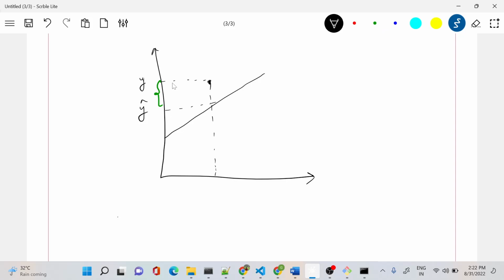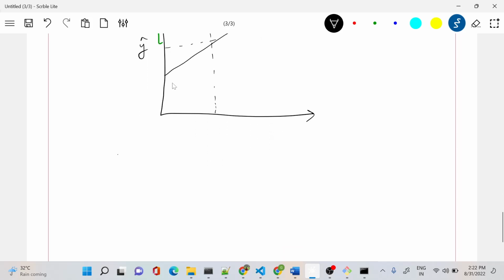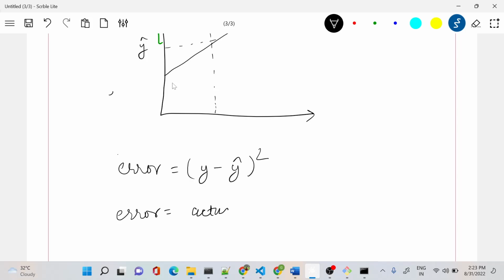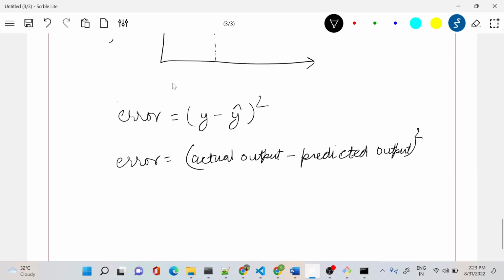In linear regression, the error is calculated as error equals y, that is the actual output, minus y hat, whole square. In other words, error equals actual output minus predicted output, whole square.